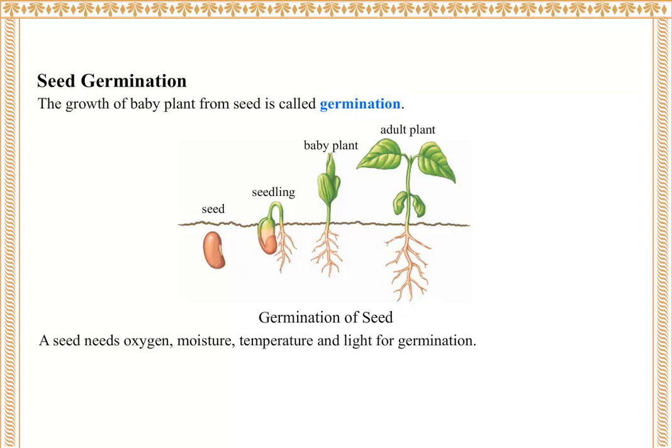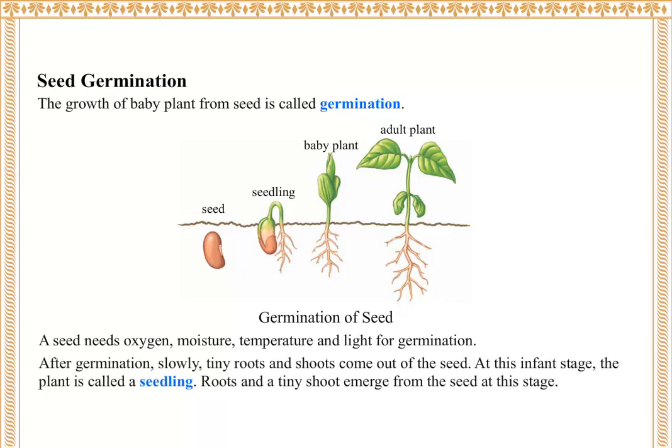A seed needs oxygen, moisture, temperature, and light for germination. After germination, slowly, tiny roots and shoots come out of the seed. At this infant stage, the plant is called a seedling. Roots and a tiny shoot emerge from the seed at this stage.